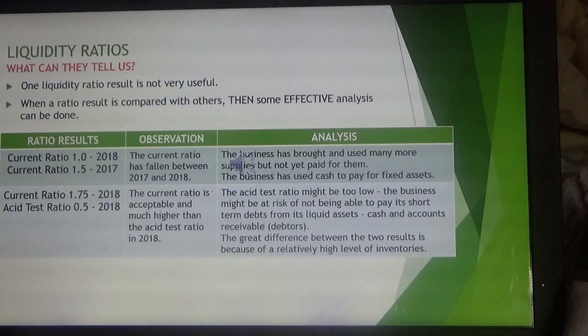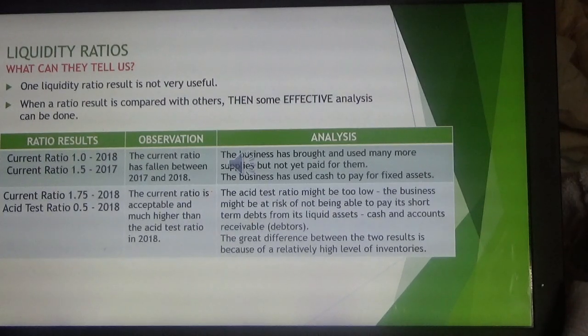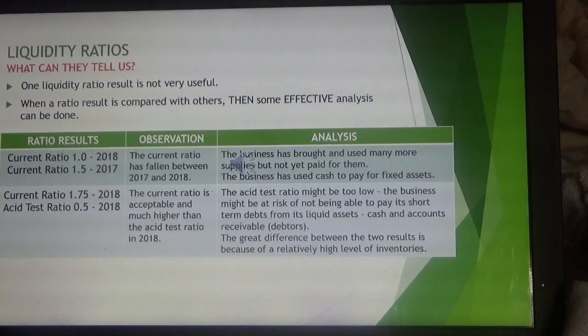For the current ratio of 1 in 2018 from the current ratio of 1.5 in 2017, the observation is the current ratio has fallen between 2017 and 2018. So the business has bought and used many more supplies, as analyzed, but not yet paid for them. The business has used cash to pay for fixed assets.